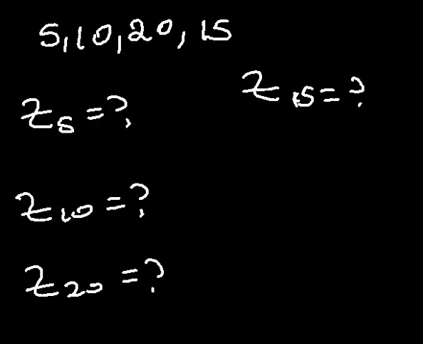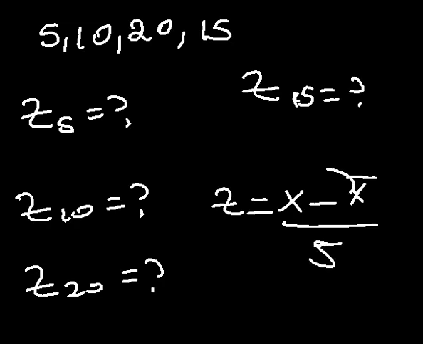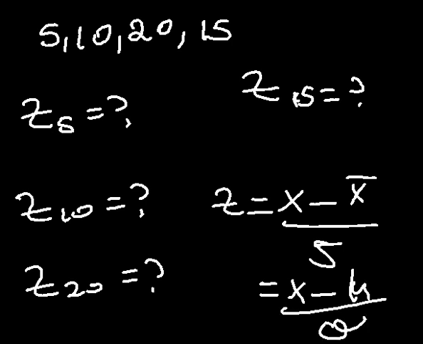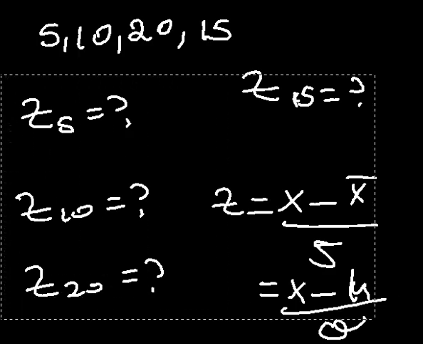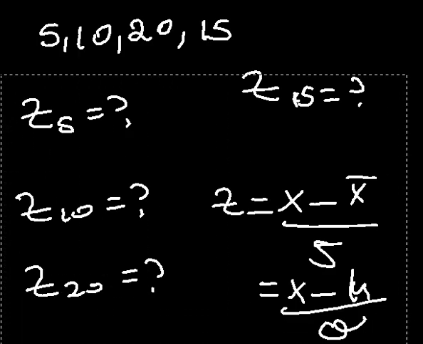So the formula for the z-score is given as the data value minus the mean, and divide by the standard deviation. That is for the sample, whereas if it is the population, it means we'll have the data value minus mu, divided by sigma, which is the standard deviation for the population. So take note of that. What we need is the mean of the data as well as the standard deviation.